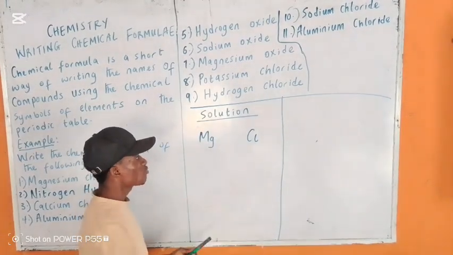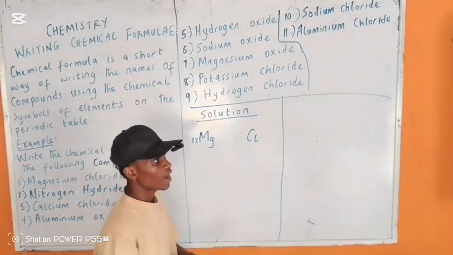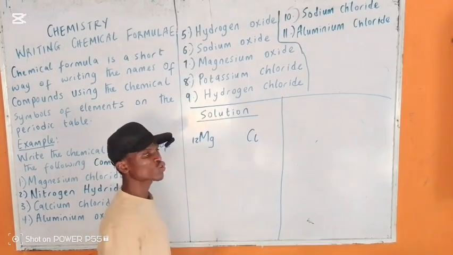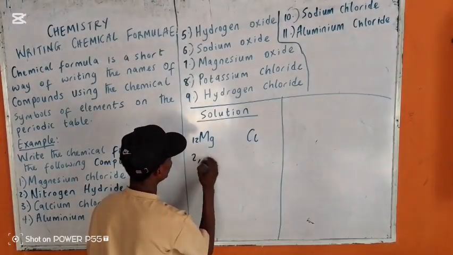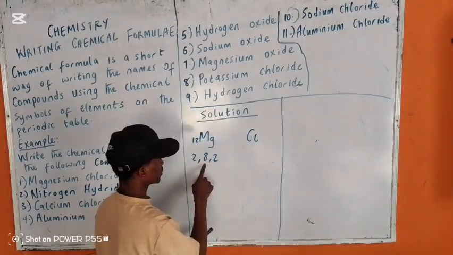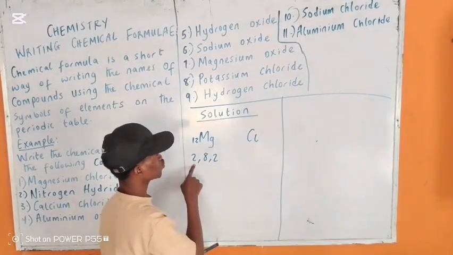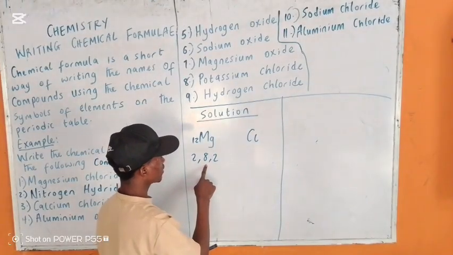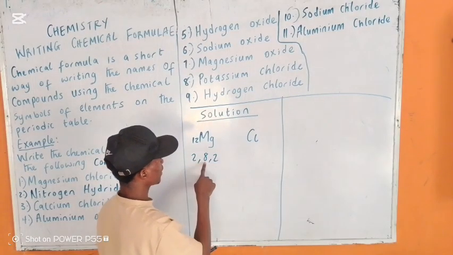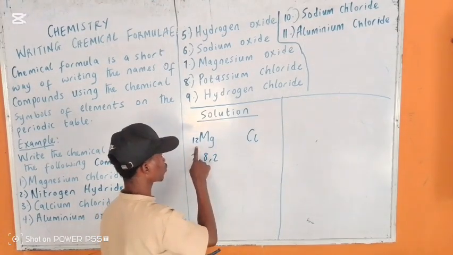So the atomic number of magnesium is what? 12. Now, how do we write the electronic configuration for magnesium? That will be what? 2, 8, 2. Because 2 plus 8 is what? 10. 10 plus 2, you have what? 12. So the K shell has 2, the L shell has 8 and the M shell has 2. So KLM, 2 plus 8 plus 2 gives us 12.